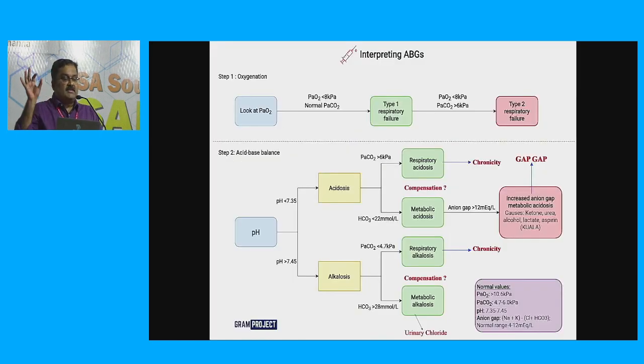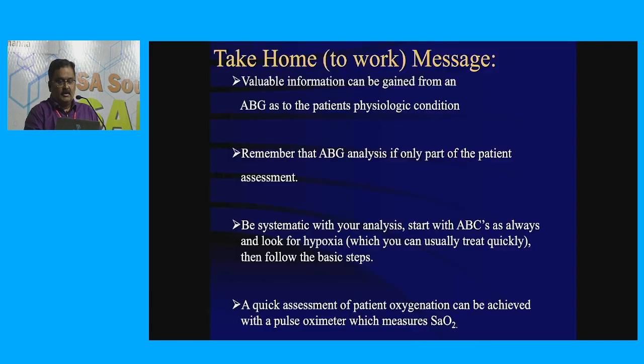Remember this. First check oxygenation. You forgot to tell oxygenation. PO2 was low on 15 liters of oxygen. You would expect a higher PO2, but post arrest, it is low. So always look at this. Look at PO2. If it is low with a normal PCO2, it is type 1 respiratory failure. If PCO2 is more, it is type 2 respiratory failure. Look at the pH, acidosis, alkalosis, all that we have discussed. Okay, so valuable information can be gained.